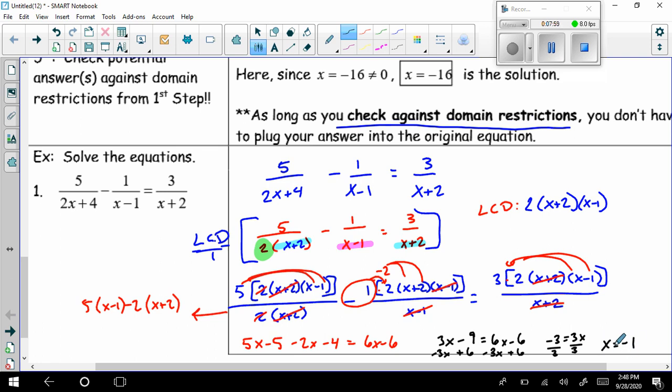Now, what I did not do at the very beginning was list my restrictions. And you can do that just based off your LCD. So, based off my LCD, x cannot equal negative 2, because that would make this one 0, or positive 1, which would make that one 0. All right, well, it doesn't. It equals negative 1. Once again, I could plug in and double check, but I don't necessarily need to. But do check against your domain restriction. And this is my solution set.